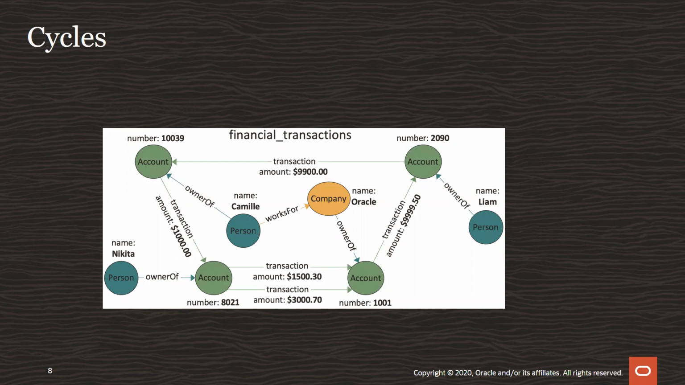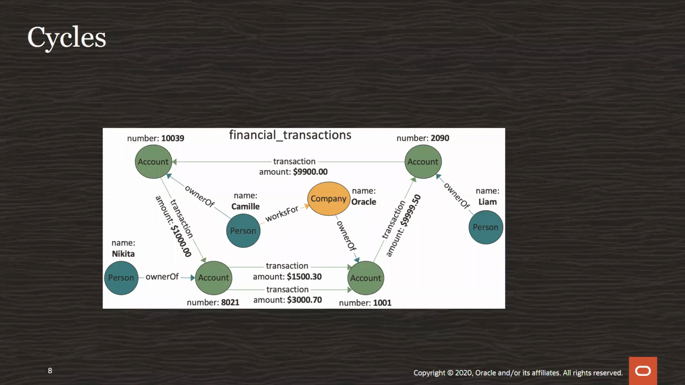We can also see that the owner of account 1001 also is owning a company, and we can see that Camille, a different person who works for that particular company, is the owner of one of the financial accounts. So if we look at it from a general perspective, this graph, which is by the name financial transaction, is making transactions between different friends, and that completes a cycle. So account 2090 transfers money to 10039. From 10039, there is a transfer going to 8021.